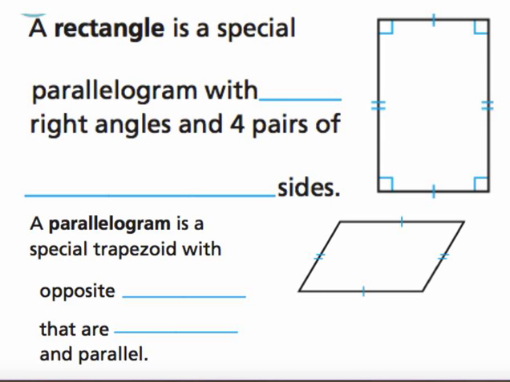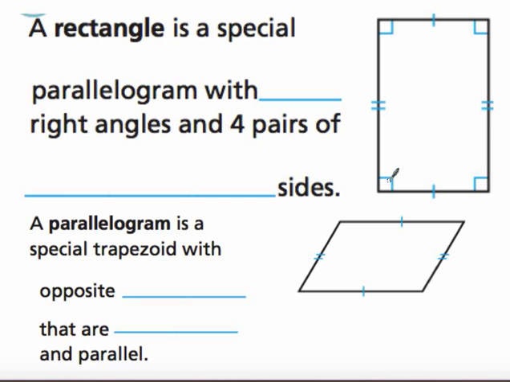Okay, the next one's a rectangle. Rectangles, the definition of that is the opposite sides have to be the same length. So if you notice, these are opposite sides. They're the same length because of the tick marks. These opposite sides are the same length because of the tick marks. And it also has to have 4 90-degree angles.